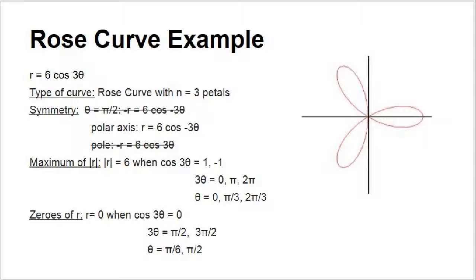To find zeros of r, cosine 3 theta must be 0. This happens when theta is pi over 6 and pi over 2. By plotting points of theta and finding the values of r, we are able to graph this rose curve.